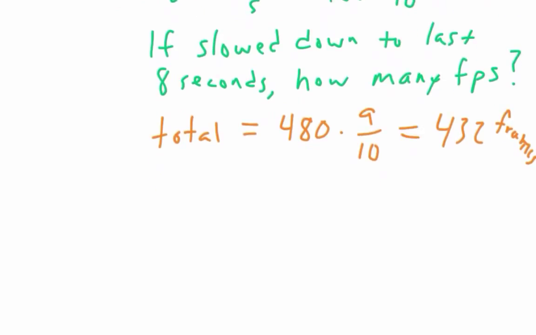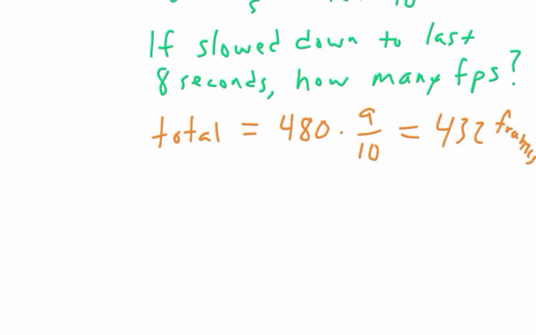We could probably find one. All right, so now if we have 432 frames, now they're going to take that and make that last 8 seconds. So what do we do with the 8 in our 432 to figure out the frames per second? So it's divided? Divide it. And if you're not sure, look at the units.